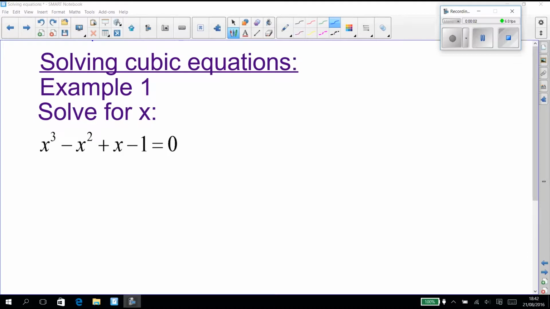Solving cubic equations. In this example, I'm asked to solve for x, and I have the cubic equation x cubed minus x squared plus x minus 1 equals 0. Because it's a cubic equation, that means an equation of degree 3, or the largest exponent will be cubed. I know that this equation will give me 3 solutions.